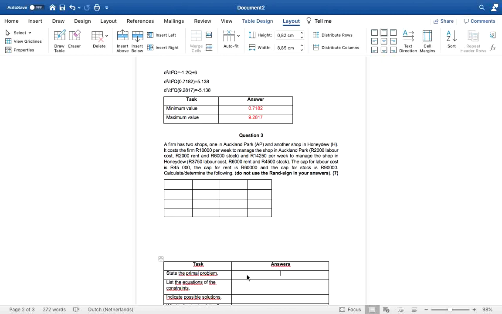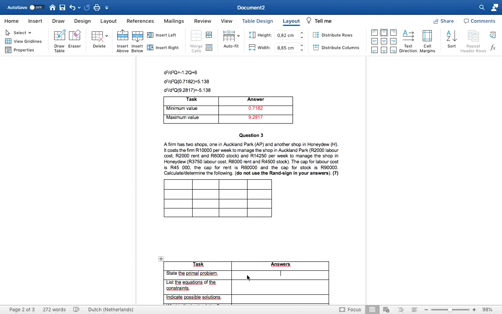So now let's look at question 3. A firm has two shops, one in Auckland Park and another in Honeydew. It costs the firm 10,000 per week to manage the shop in Auckland Park: 2,000 labor cost, 2,000 rent, 6,000 stock, and 14,250 per week to manage the shop in Honeydew: 3,750 labor cost, 6,000 rent, 4,500 stock. The cap for labor cost is 45,000. The cap for rent is 60,000, and the cap for stock is 90,000.